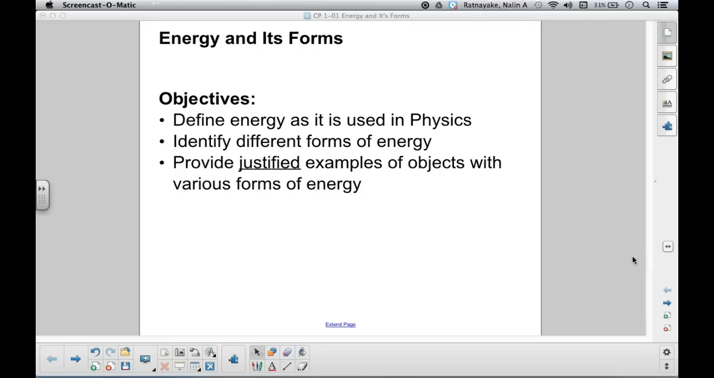Hello, this lecture is about energy and its forms. So our objectives for this lesson are to be able to define energy as it is used in physics. So what is energy? What do we mean by this term? When we say energy, what do we mean?